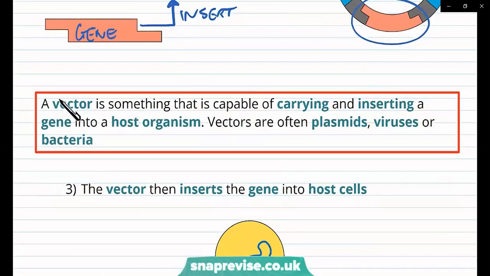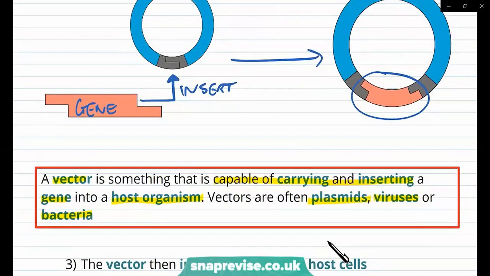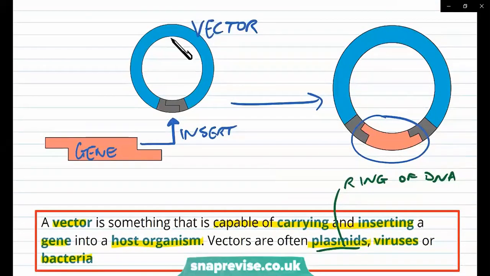So what is a vector? A vector is something that's capable of carrying and inserting a gene into the host organism. They often are plasmids, viruses, or bacteria. So remember, a plasmid is a ring of DNA found in bacteria. So the diagram just above used the example of a plasmid.